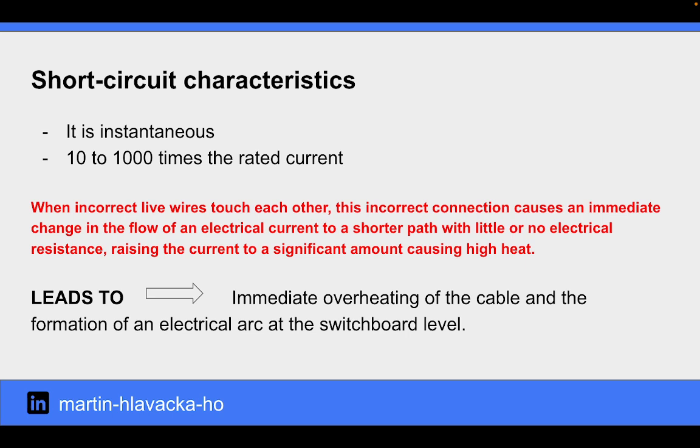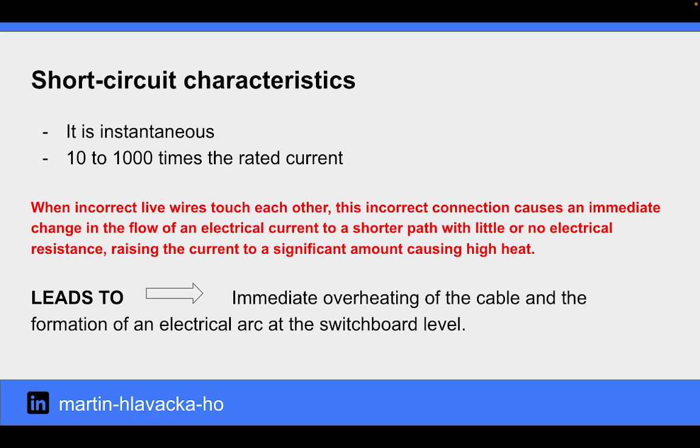How do we characterize the short circuit? It is instantaneous and exceeds 10 to 1000 times the rated current. As you can see, the current can become very high immediately compared to the overload current, where the magnitude reaches only 1 to 10 times the rated current.